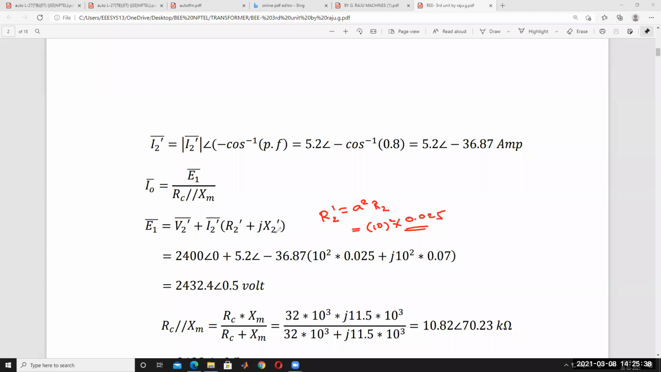Similarly, X2 dash also. X2 dash is equal to A square times X2. So A is 10, so 10 square times X2, where X2 is 0.07. So like this, we will get this E1. It's clear? Understood?